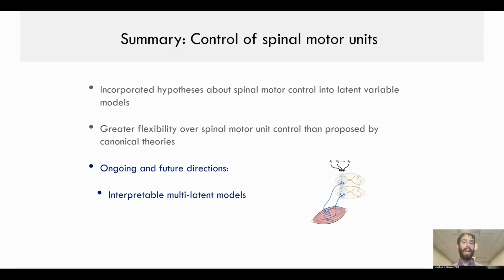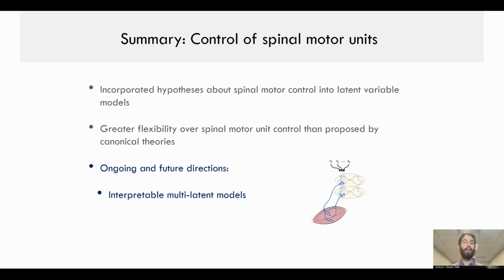As a couple of ongoing and future directions I want to briefly mention, one is within these multi-latent models, where I mentioned we needed at least 3 latents to explain the data. Fitting them naively to the data, it often is difficult to understand what is going on within those latent variables. We ultimately would like to be able to interpret them, to know what different signals are being used to control the motor unit. So for example, maybe there's one controlling slower activity and one controlling faster activity. We don't know right now.